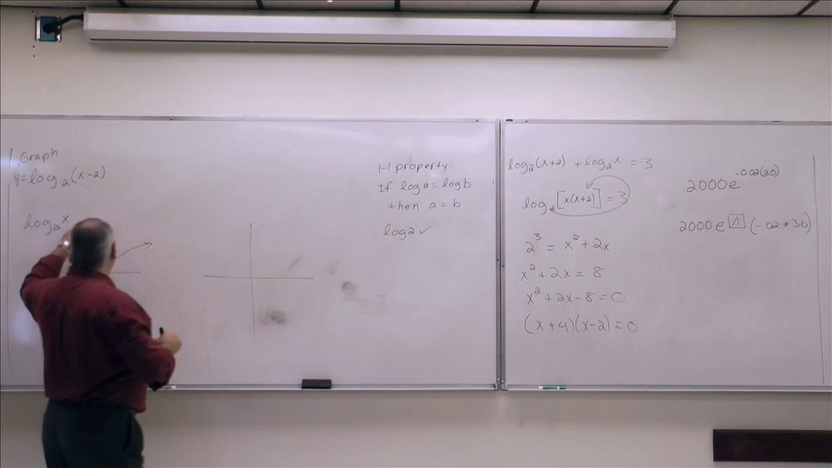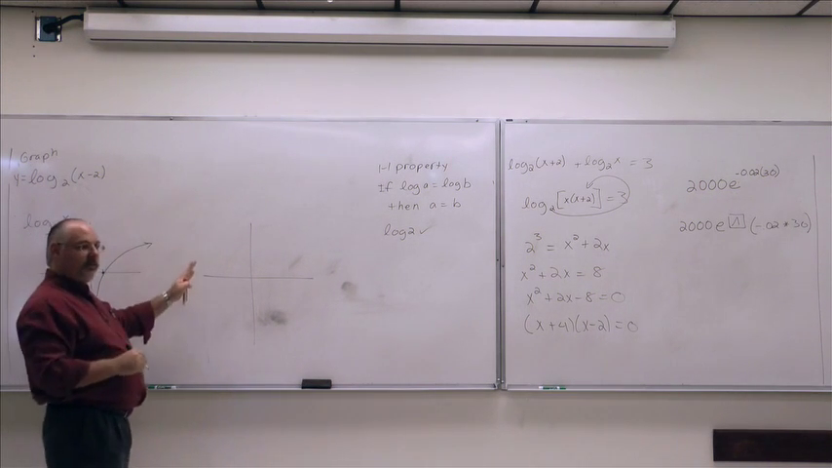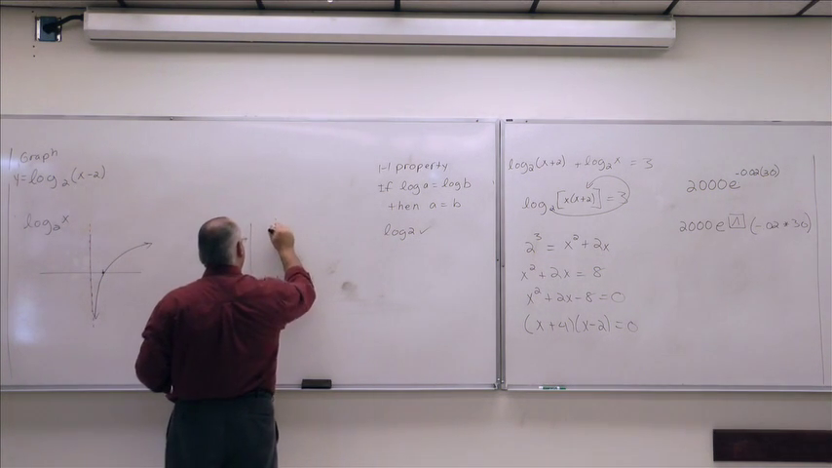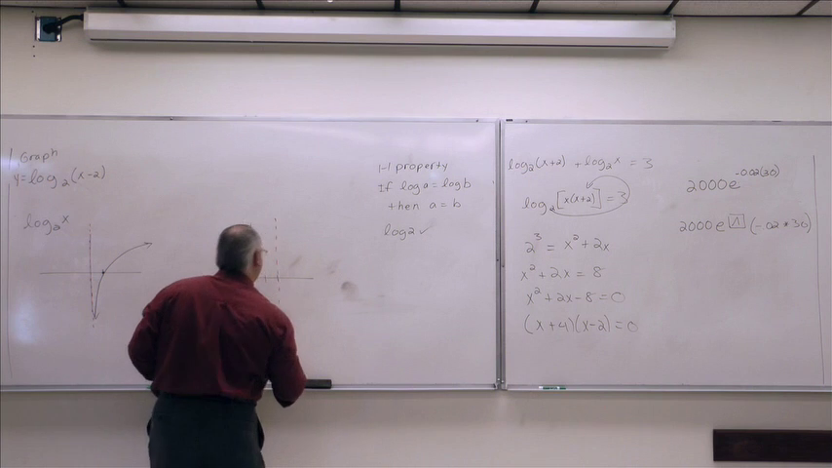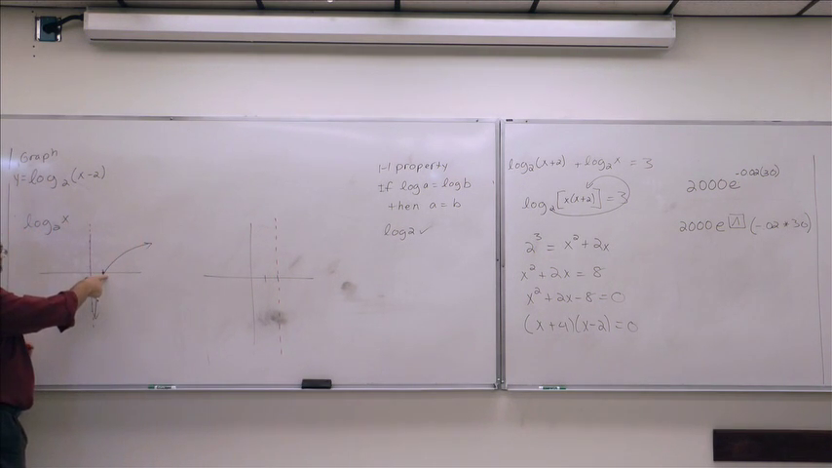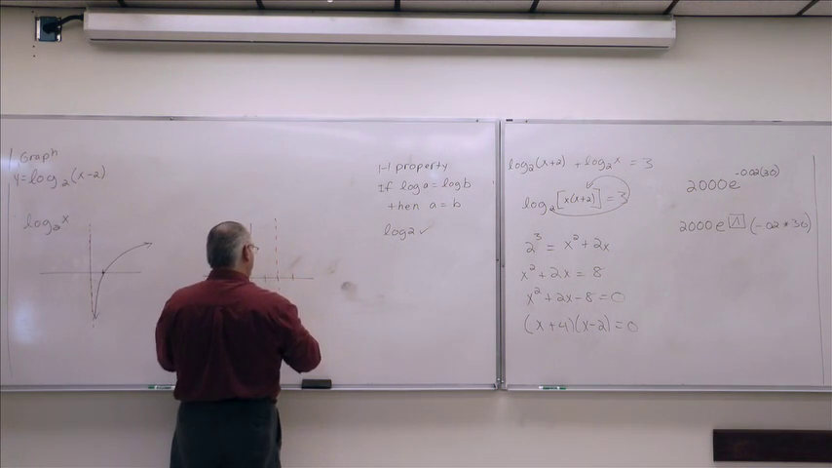So that means the vertical asymptote that was at 0 moves 2 steps to the right and is now going to be at x equals 2. The x-intercept that was at 1 is now 2 units to the right, at 3.